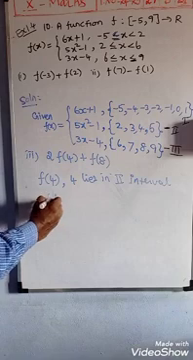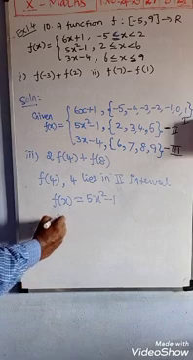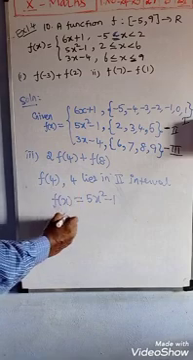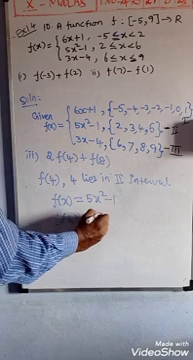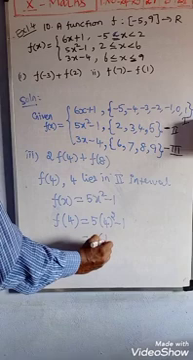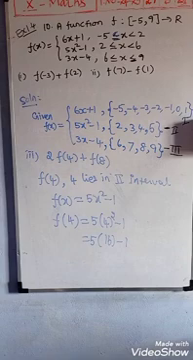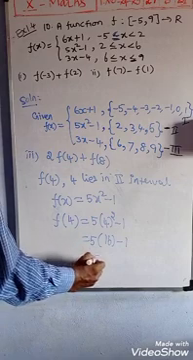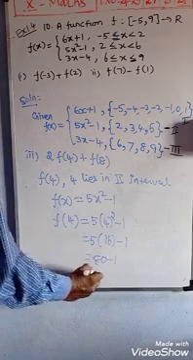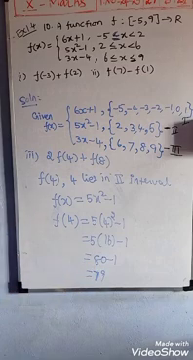In the second interval, we choose f of x equals 5x squared minus 1. Instead of x, substitute 4, so f of 4 is equal to 5 times 4 squared minus 1. 4 squared is 16, so 5 times 16 is 80. Then 80 minus 1 gives the answer 79. Now we have f of 4.